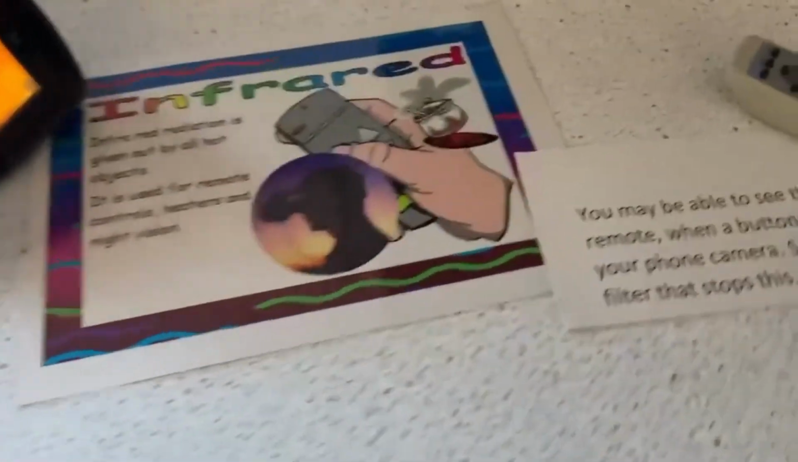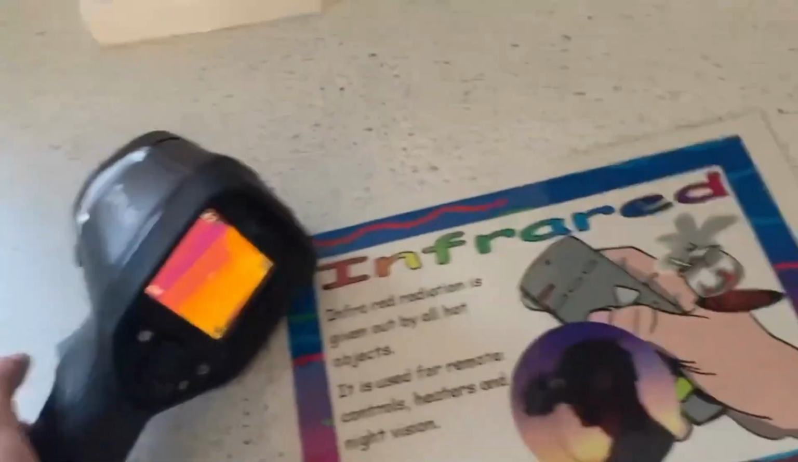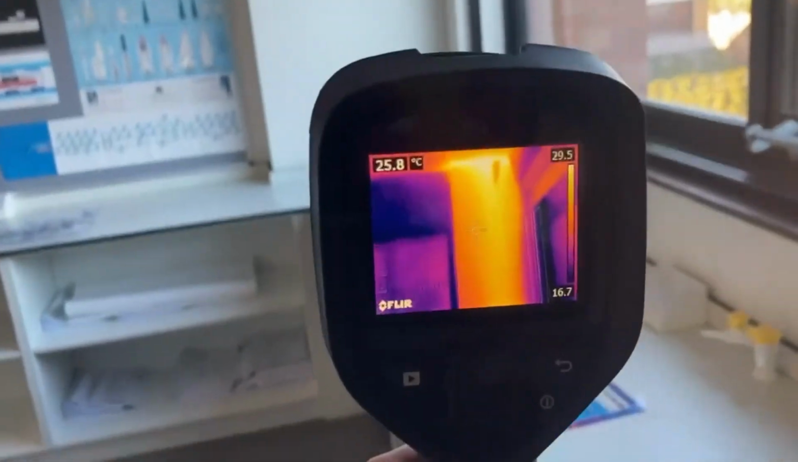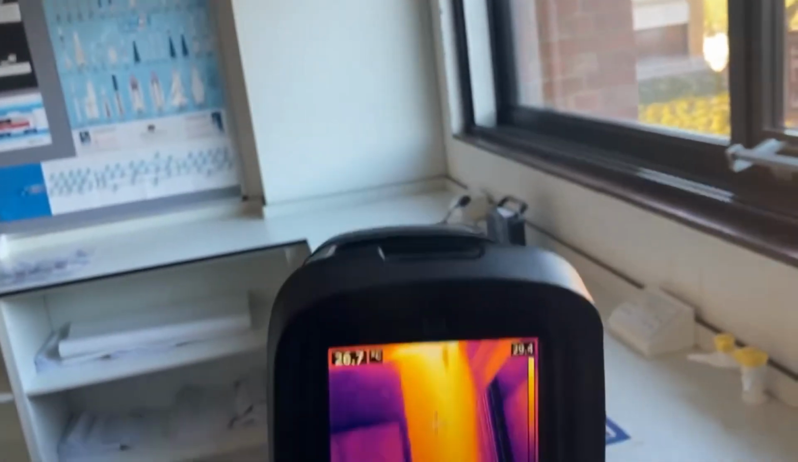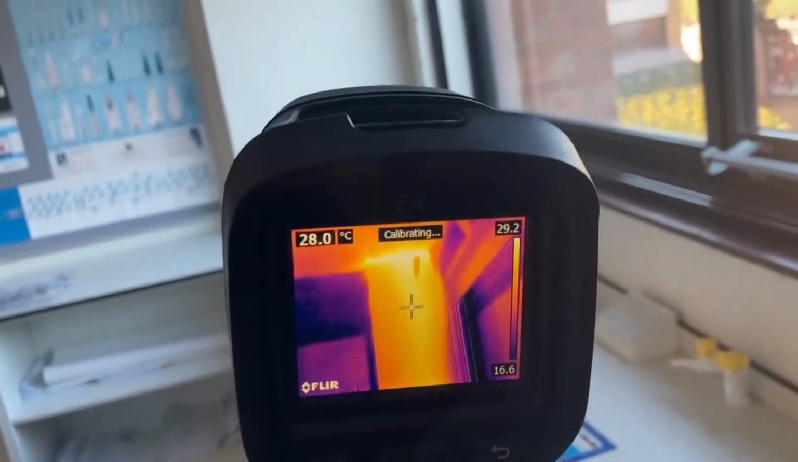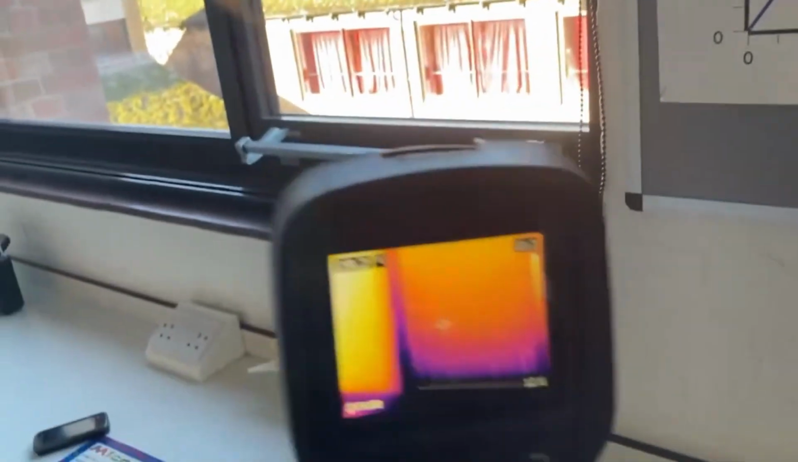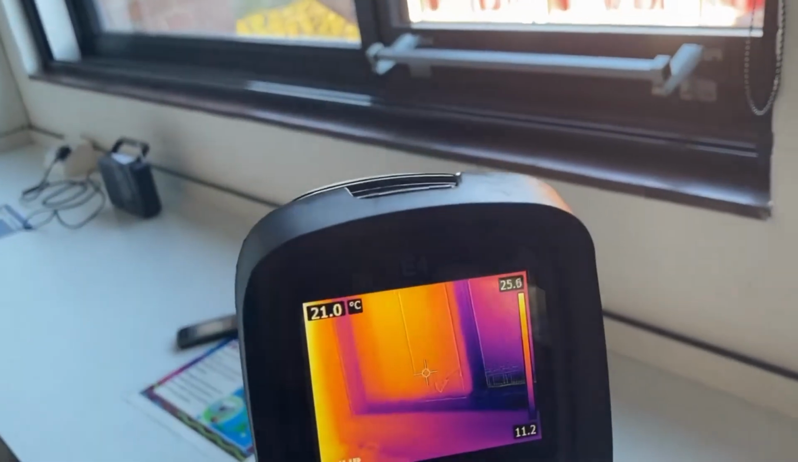Next we have infrared. We've got a thermal imaging camera. The yellow colours are warmer than the purple colours, so if I point it over there where we have some pipes boxed in, you can see the heating pipes are making that section of the wall hotter and the ceiling hot around it, as the window frames are probably a lot colder.